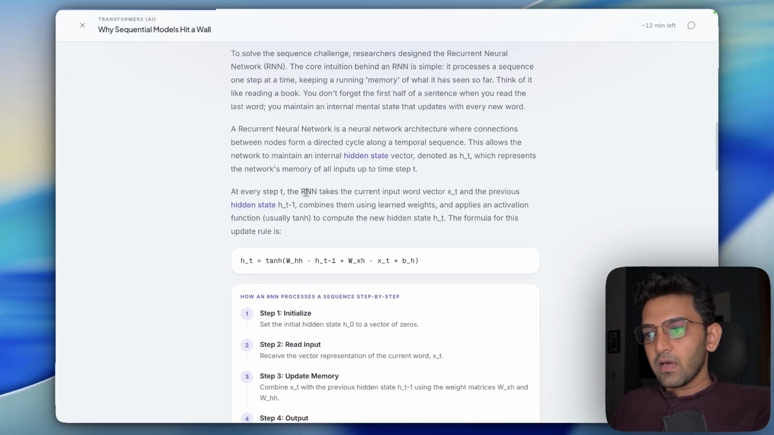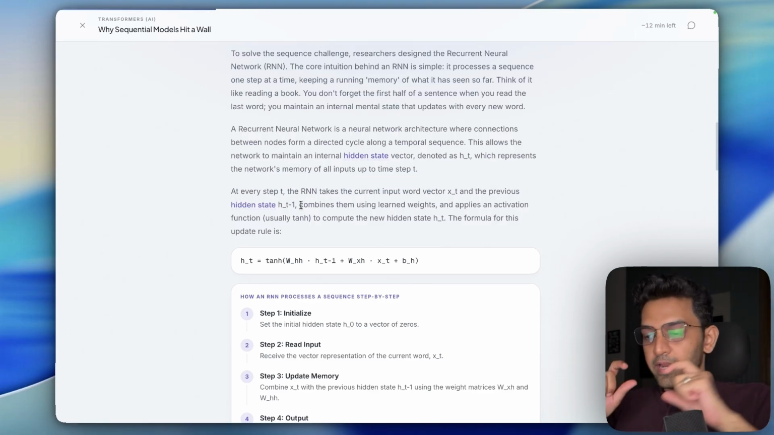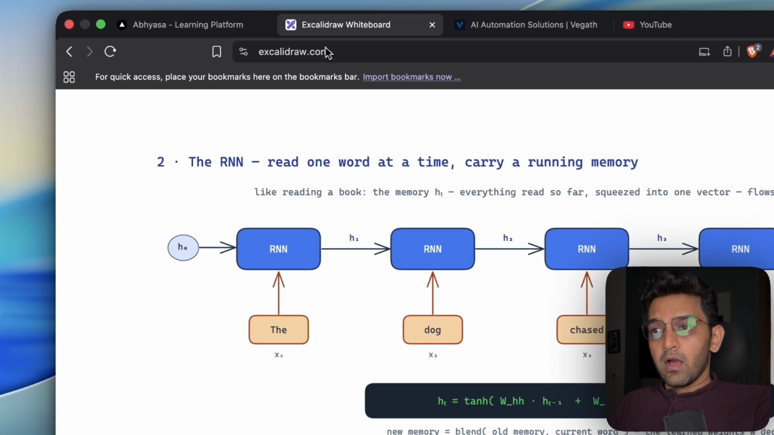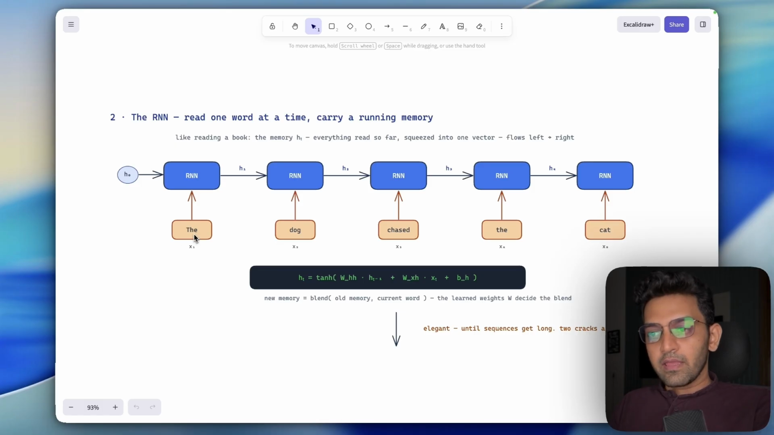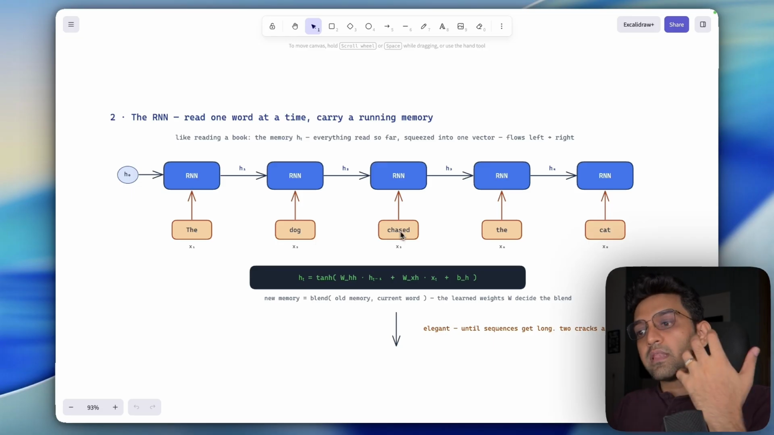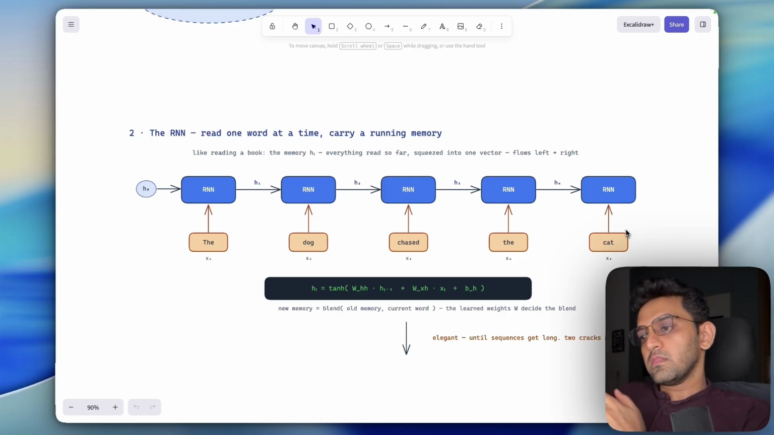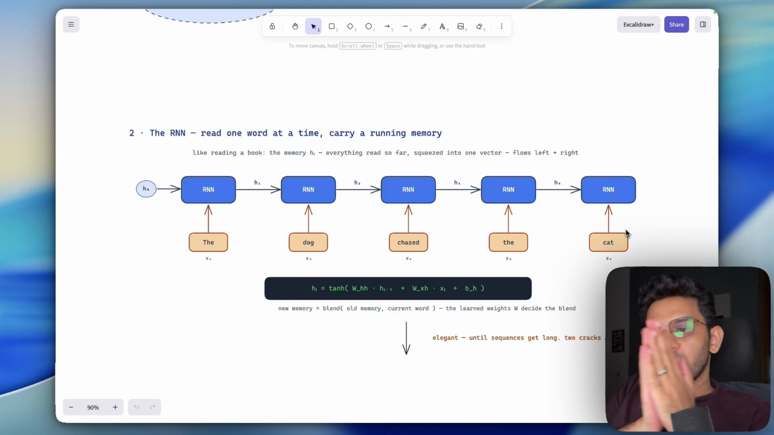Math. At every step t, the RNN takes the current input word vector xt. All the inputs are first converted into vectors. It also takes the previous hidden state ht minus 1. So in an RNN, the hidden state depends on the hidden state of the previous token. I have got a diagram to explain this as well. Think of this example: the dog chased the cat. For the first token, we have a hidden state which depends on h0, which is null, but for the token dog, it depends on ht minus 1, which is the hidden state of the previous word, and similarly for chased, it depends on the hidden state of dog. The last word cat depends on the previous word, which depends on chased, which depends on dog.